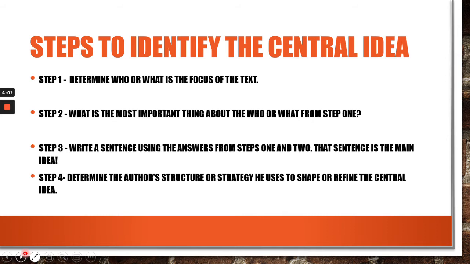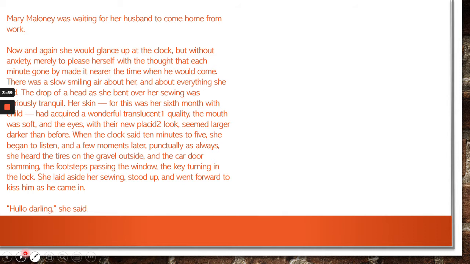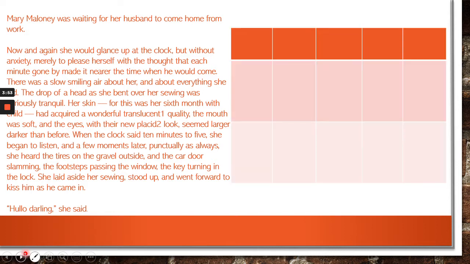So the text that we're going to look at today is "Lamb to the Slaughter," and you can find this text on CommonLit. So the graphic organizer that I'm going to use, first we're going to look at this particular section of the text. So I'm going to put my paragraph number there.